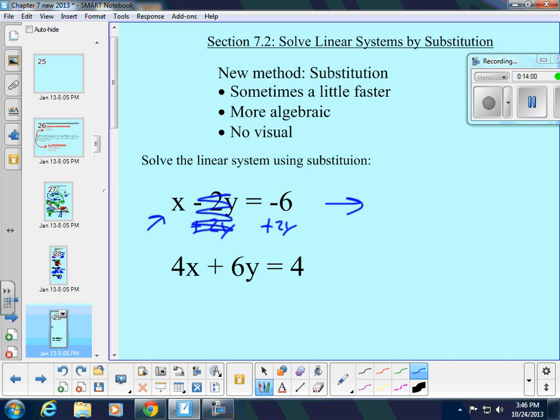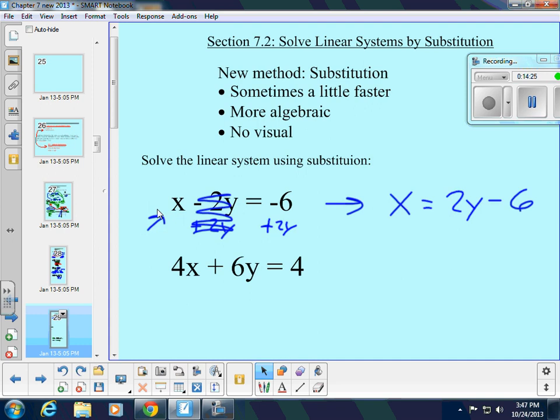So now, rewriting this one over here, what do I have? I'll have x equals, and I'm going to write it like this, 2y minus 6. Now I've got that equation solved for a variable. It's solved for x. So just one more note to notice when we're using substitution, you do need to have one of the equations solved for a variable. If it's not, then I can't use substitution yet.